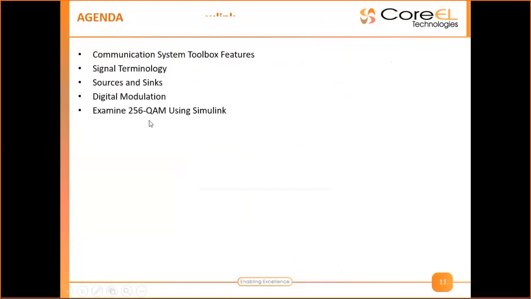All right. So this is a small agenda I have for you all on communication systems modeling. I'll be talking about what the Communications Toolbox features are, what signal terminologies you have to be using, how the signal is represented in the communication system model, and what the sources are. And I have an example of digital modulation where I'll be examining a QAM system, a transmitter and a receiver, and I will be subjecting it to environmental channel effects and observing the performance of the system.